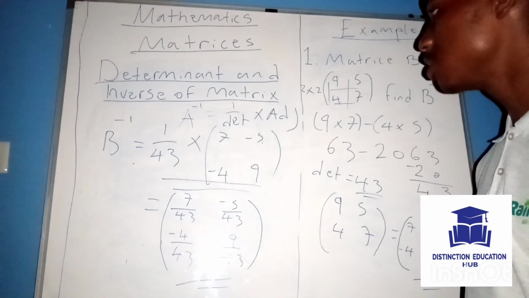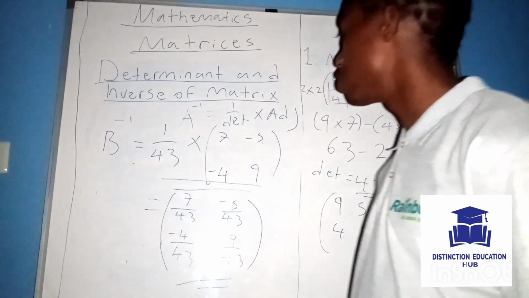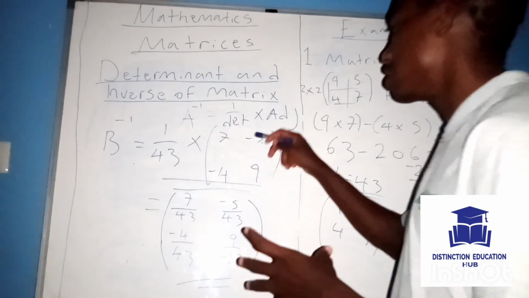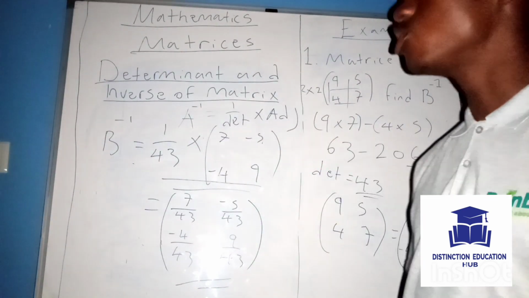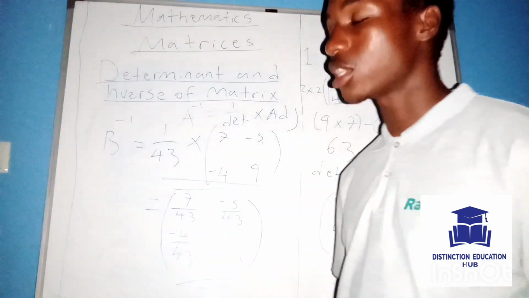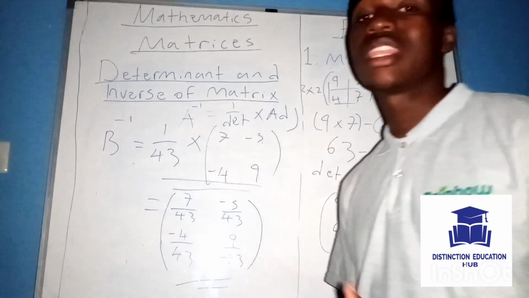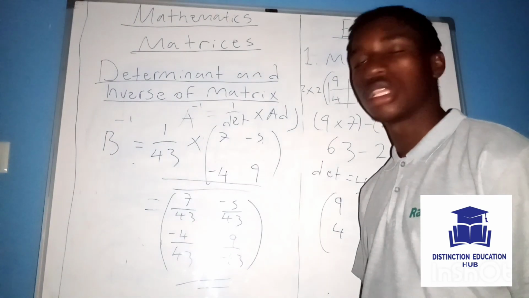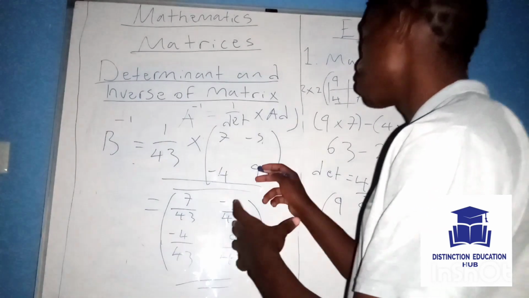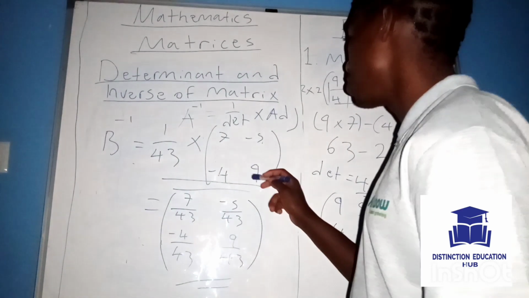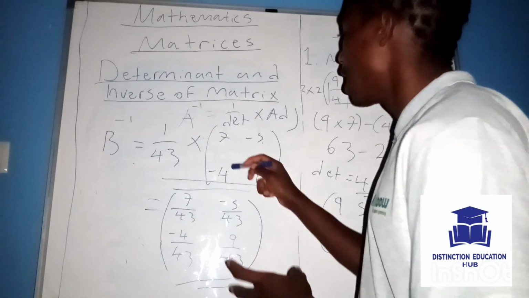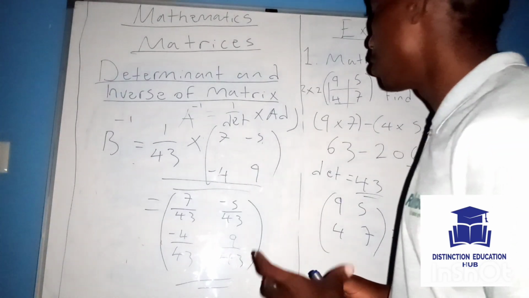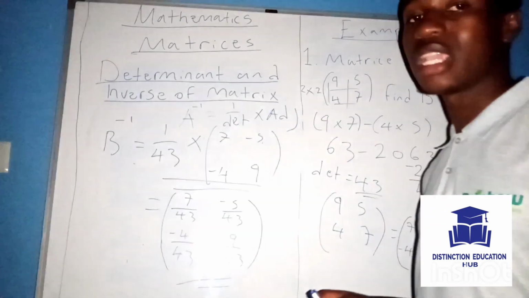Then we said to find our determinant, you multiply this number here by this number here, and this number here by this number here, and the answers you get, you subtract, and the final answer you get, that's your determinant. The other thing we talked about is the adjoint. In order to get your adjoint, you swap the numbers. This 9 comes here, this 7 comes here, and for these numbers in this line, the only thing that happens to them is the signs change.